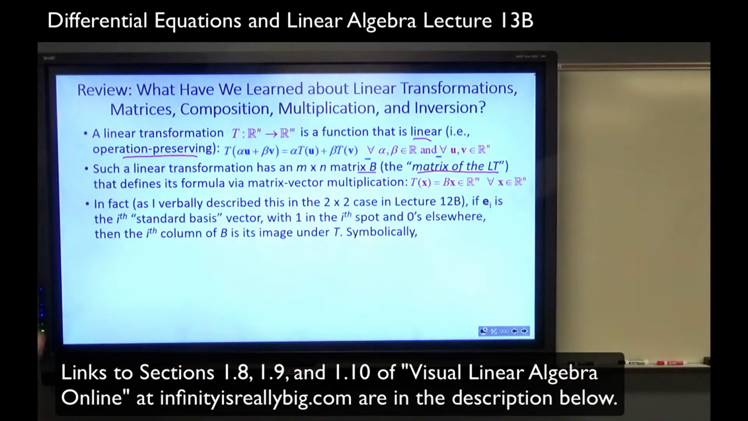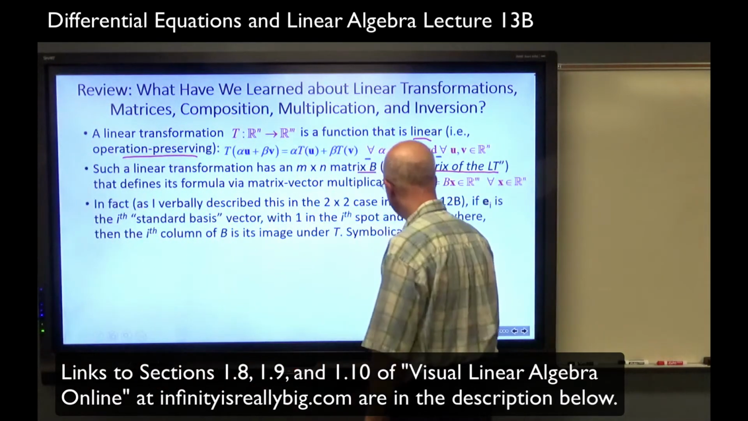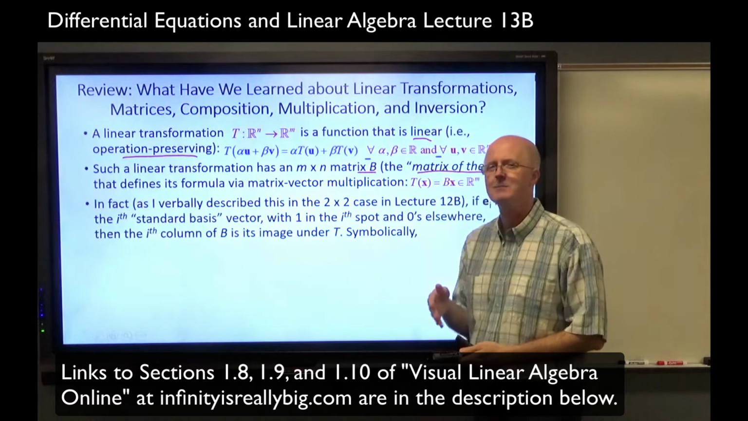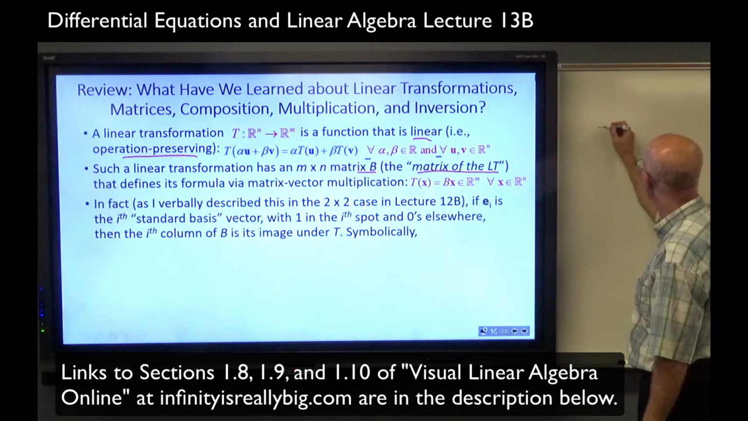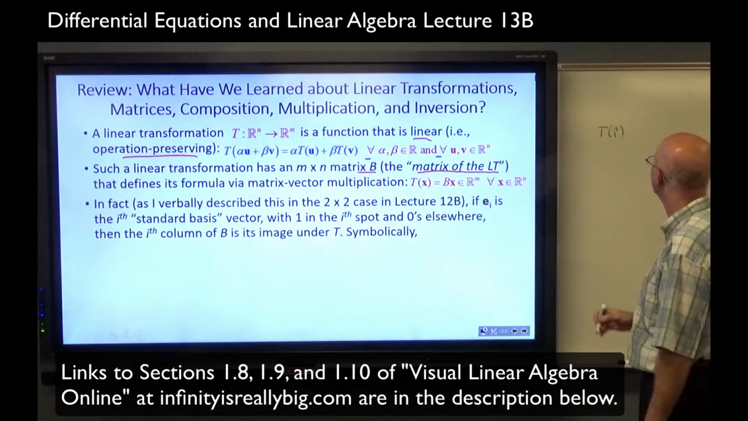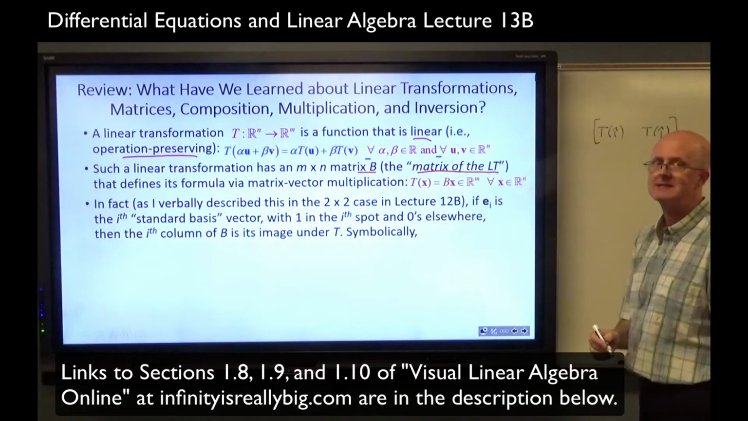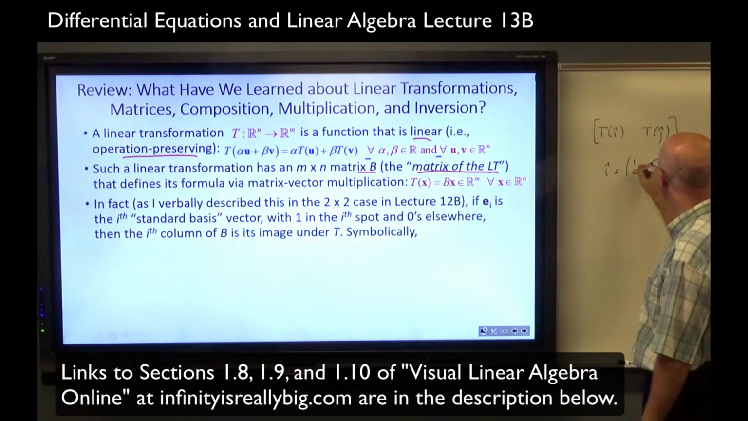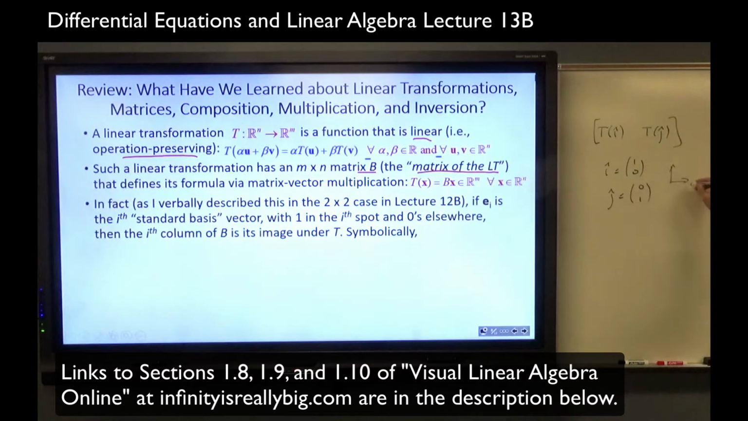In fact, as I verbally described in the 2x2 case in lecture 12b, there is a way to quickly figure out the columns of the matrix. I did it in the 2x2 case. I said that if you know what T of i hat is, and you know what T of j hat is, put those in the columns of the matrix, and that will be the matrix for the linear transformation, where i hat is (1, 0) and j hat is (0, 1). Our standard unit vectors, length 1, in the horizontal and vertical directions.